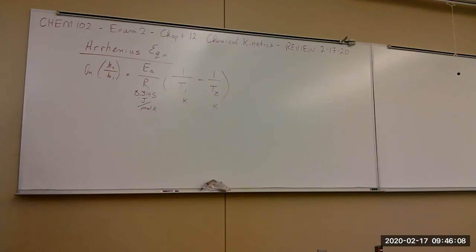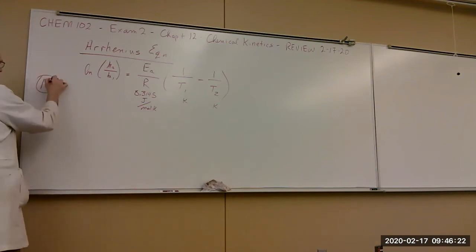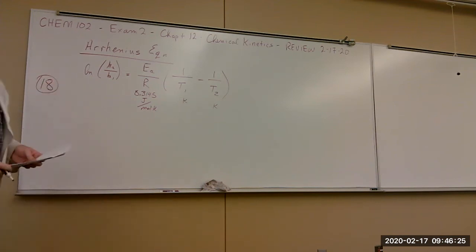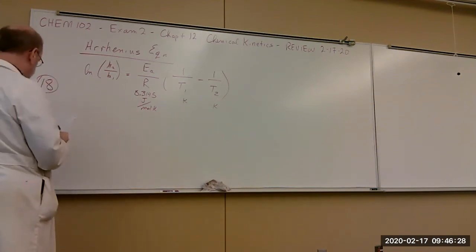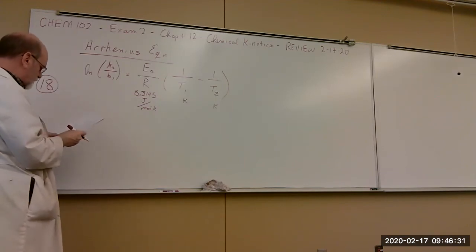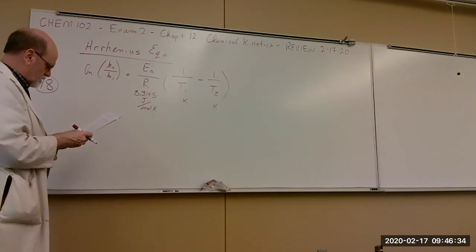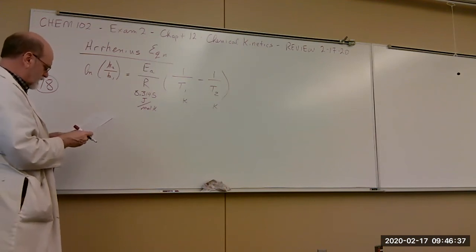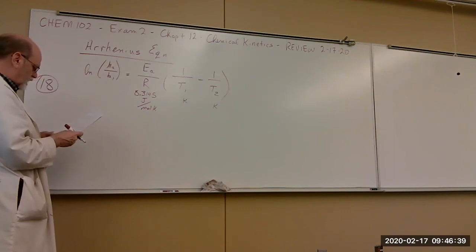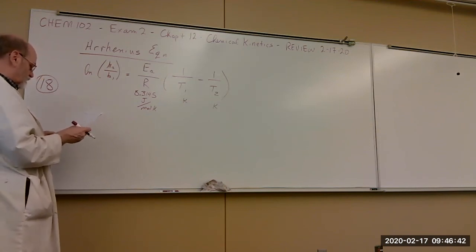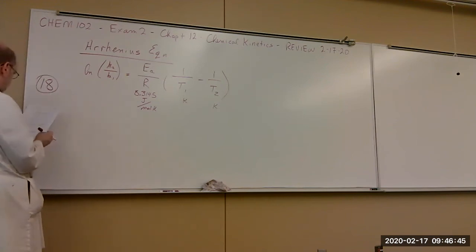Now, let me get back to, which one was it, 18? All right. So for 18, if the temperature changed to 310 K, the rate constant K would change. So the ratio of K at 310 to K at 300 is closest to what whole number?